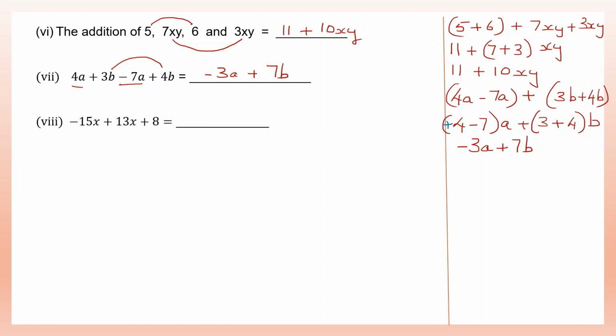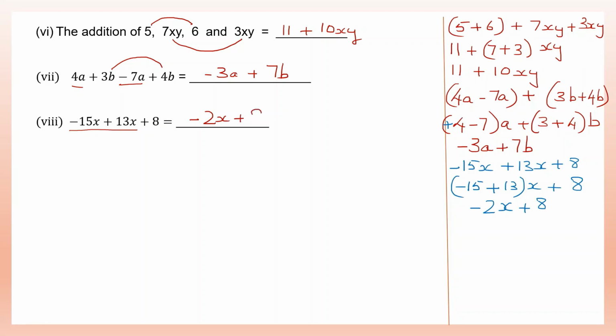So it's plus 7b. So my answer is minus 3a plus 7b. Okay, so here we have minus 15x and plus 13x. So these two are like terms and 8 is by itself. Let me take another color to separate it. So minus 15x plus 13x plus 8. Let's take only the numbers. Minus 15 plus 13, x. I cannot add 8 to this because 8 is an unlike term when compared to these. Plus 8. When signs are different, put the sign of the bigger number and subtract. 15 minus 13 is 2. Minus 2x plus 8. So that's my answer.